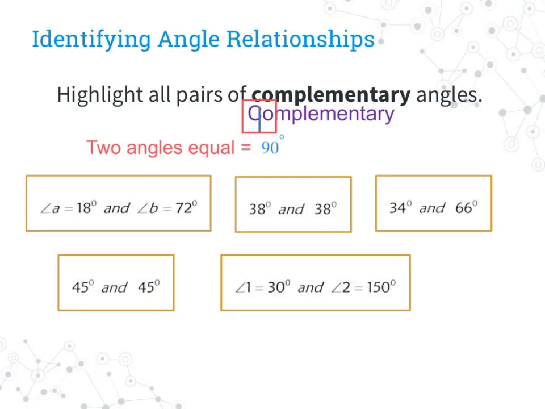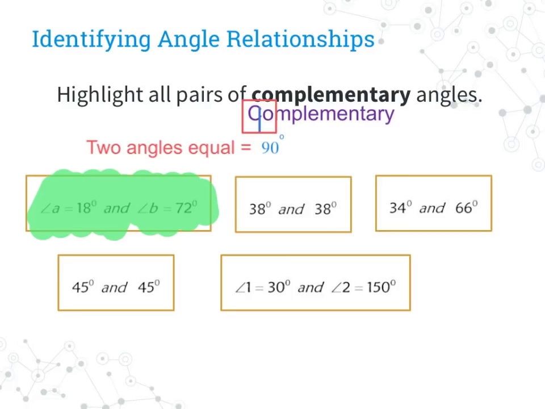Is this something that you have to use? No, but it's a good little trick. So let's take a look at all of our examples here and determine which ones are complementary. If I take a look at 18 and 72, I'm going to add those together and see if they equal 90. So 8 plus 72 gives me 80, plus another 10 is 90. So yes, these two angles equal 90 degrees, so therefore I know that they're complementary.